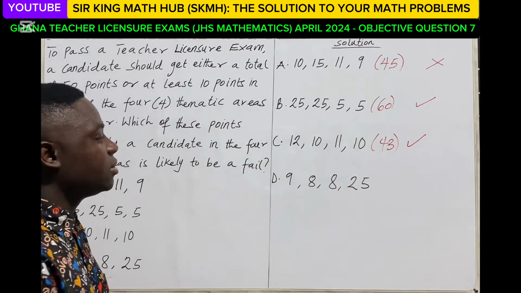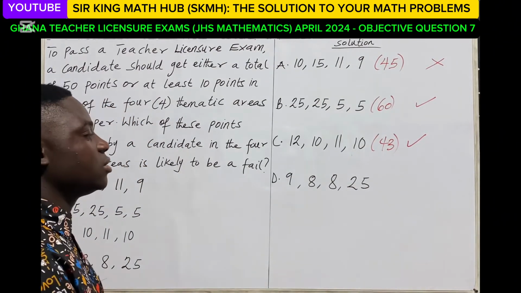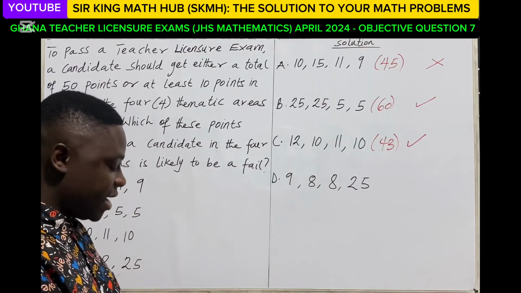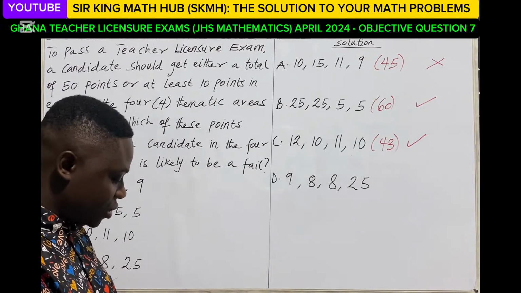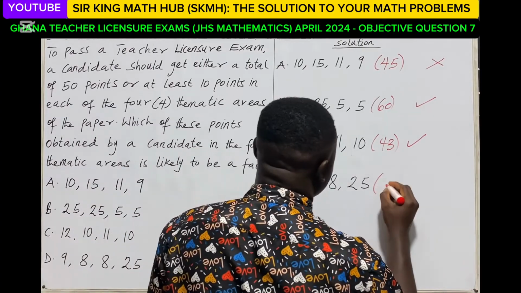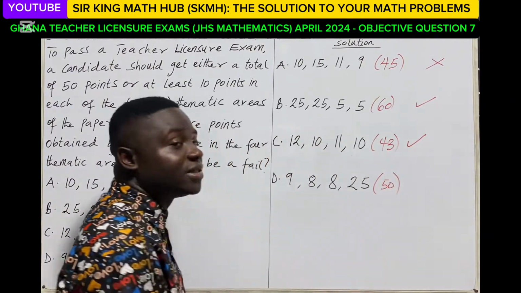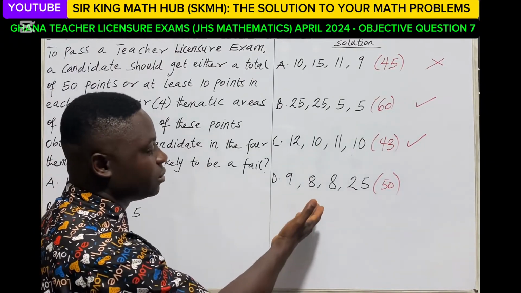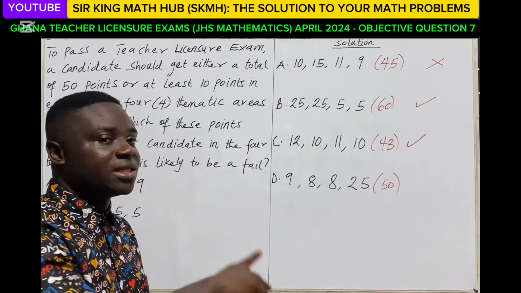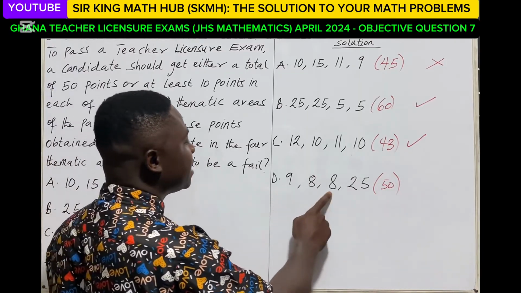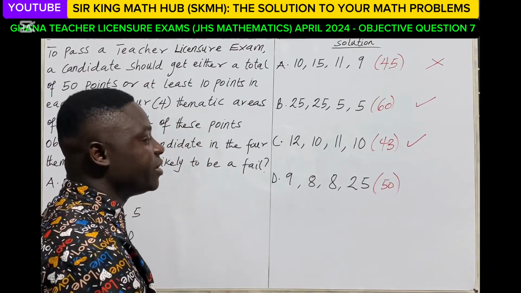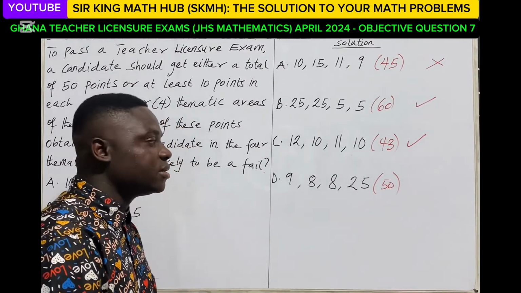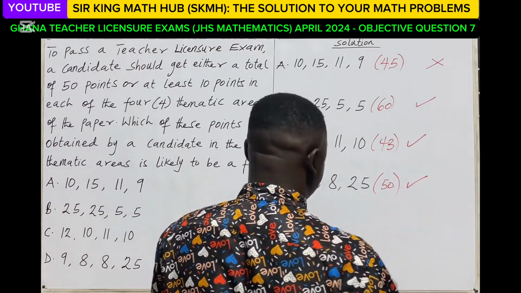And then lastly, the last raw score. Let's find the total. We have 9 plus 8 plus 8 plus 25. This is giving us a raw score of 50, which is also a pass. For the second condition, 9, 8, and 8 are all less than 10, so that would have been a failure. But because this student has managed to get at least 50 points, this is also a pass.